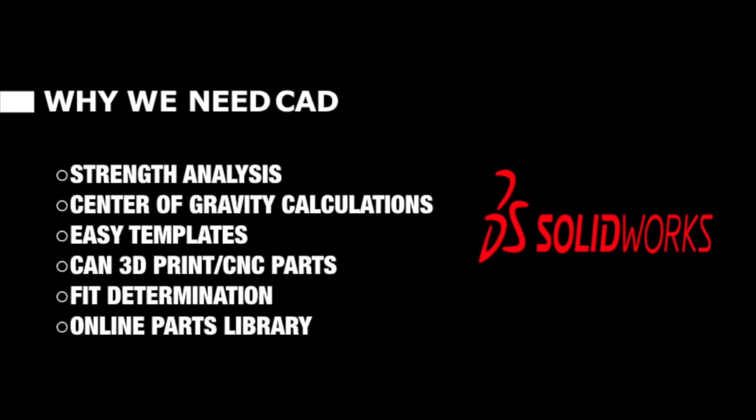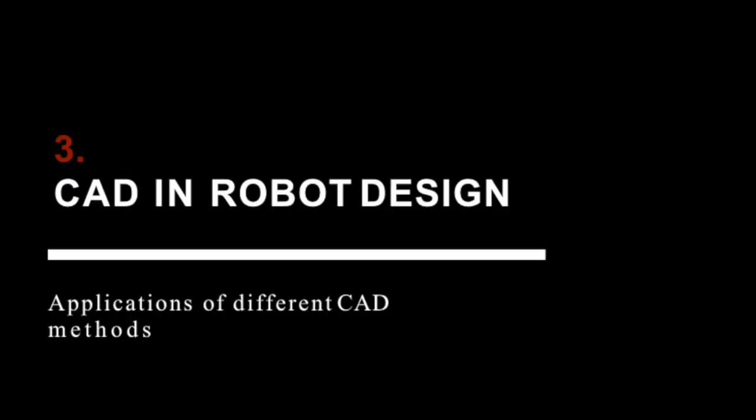And you have access to an online parts library, which makes CADing very simple and you don't even have to create most of the parts. Most FTC retailers such as GoBuilda, ServoCity, Actobotics, RevRobotics, and AndyMark have an online CAD library where you can actually download your own parts. Next, let's talk about CAD and robot design.